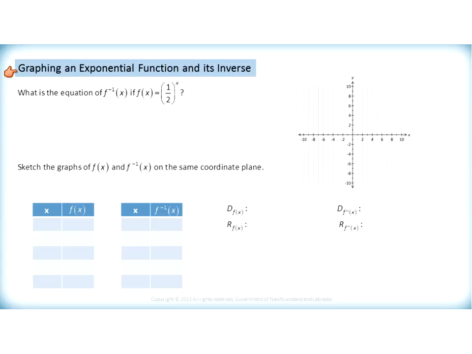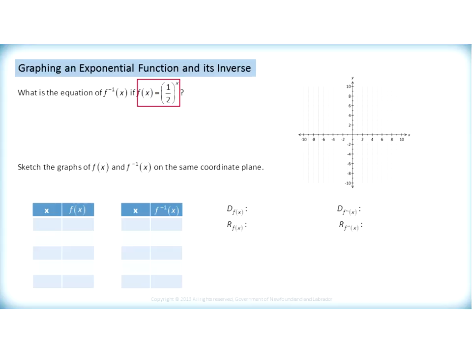In this example, we will graph an exponential function and its inverse. So we are asked, what is the equation of f inverse of x if f of x is equal to 1/2 raised to the power of x? This is the original function. In your study of Chapter 7 in this course, you learned that this function is an exponential function, and because the value of c is between 0 and 1, the graph should represent that of exponential decay.